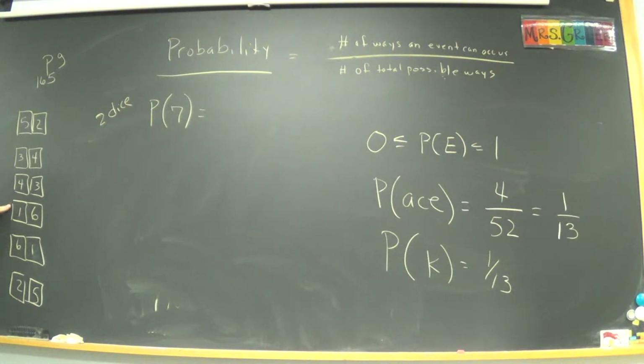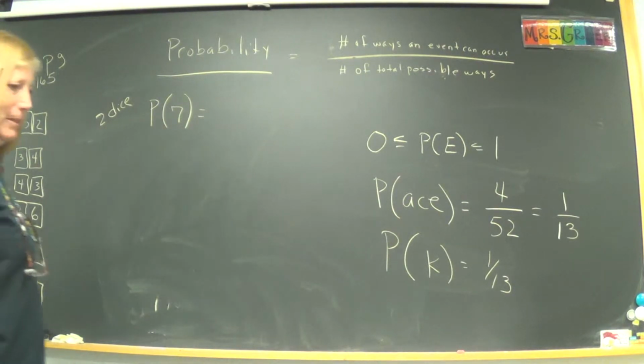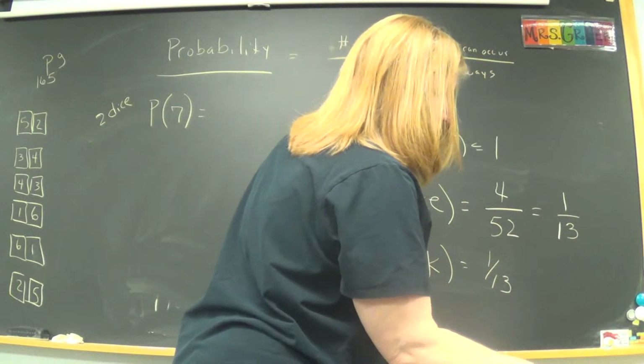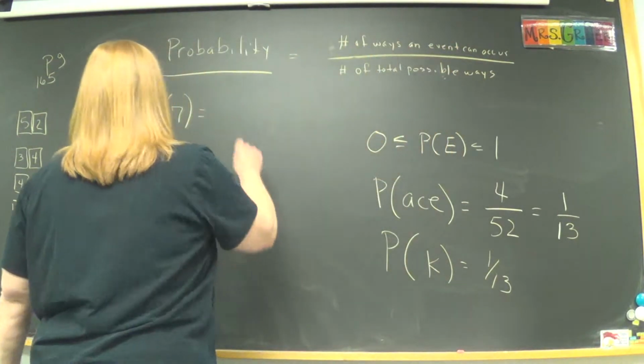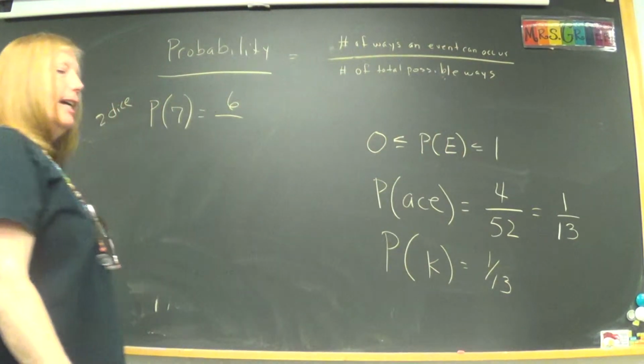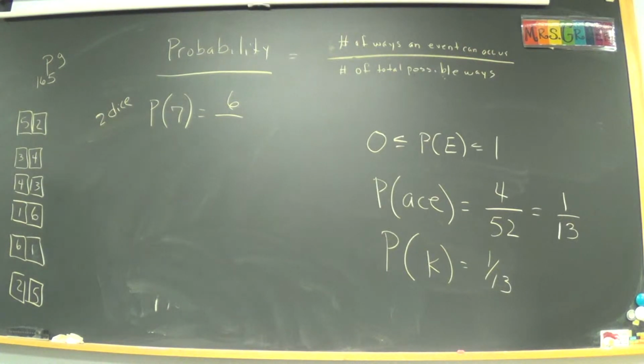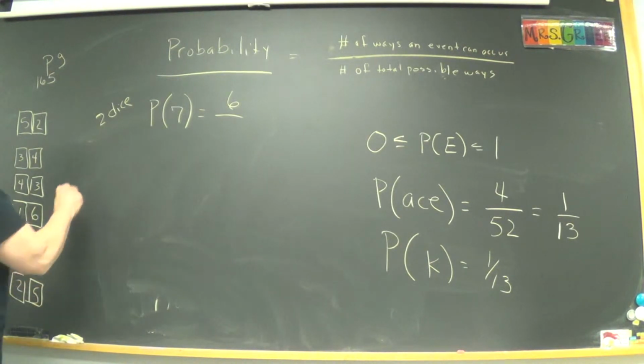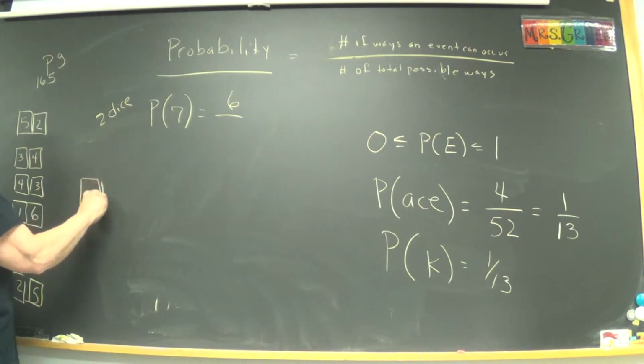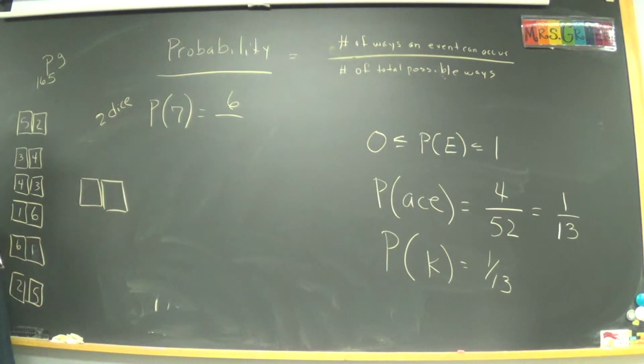1, 2, 3, 4, 5, 6. Let me see if I got that. 1, 2, 3, 4. It is 6. But then again, what is it over? How many possible numbers? Infinite possibility of combinations. We can actually count them with our counting techniques.